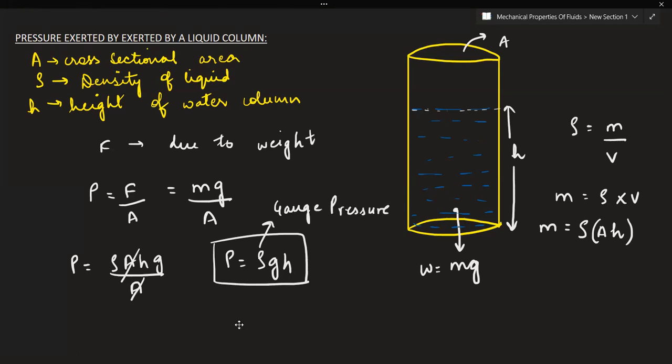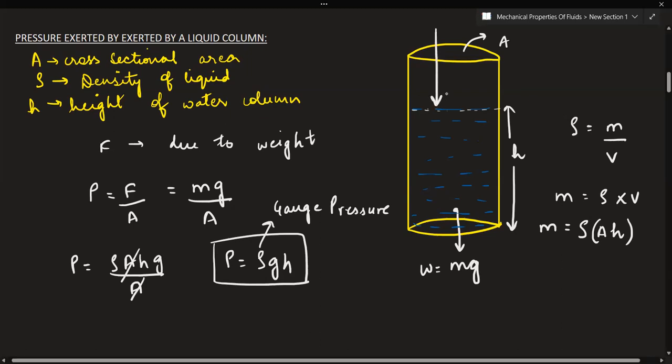Now see, not only will this liquid be exerting pressure on the walls of the container, we have just discussed atmospheric pressure as well. Yes or no? Yes, ma'am. So there would be an atmospheric pressure as well. So now the absolute pressure would be equal to not only the pressure exerted by the liquid column, but the sum of the atmospheric pressure as well as this gauge pressure. Atmospheric pressure plus the pressure exerted by the liquid column.